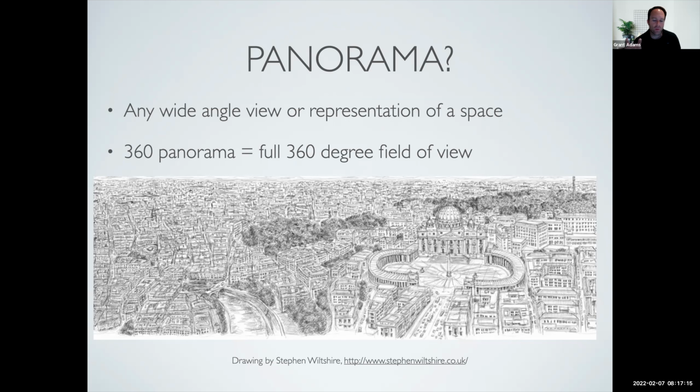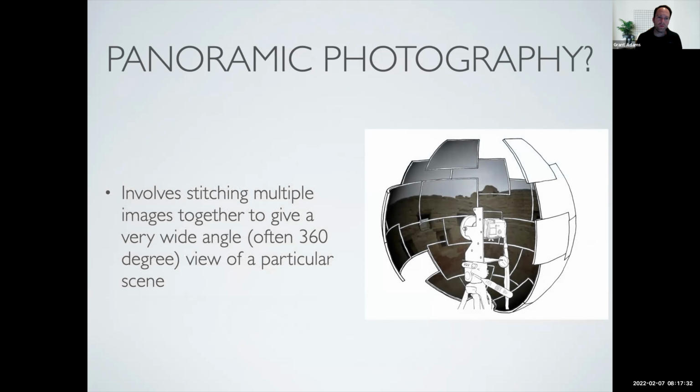Panorama is fundamentally a really wide angle view of a particular space. A 360 panorama is one that goes all the way around. So if we had a piece of paper, we could unroll that piece of paper and it would go all the way around us to create the view. Unless we're using our phones to create this, basically it involves stitching together lots of images. Usually those images are really wide angle images, and we put those together to create the panorama, and we stitch them together so that they become seamless.